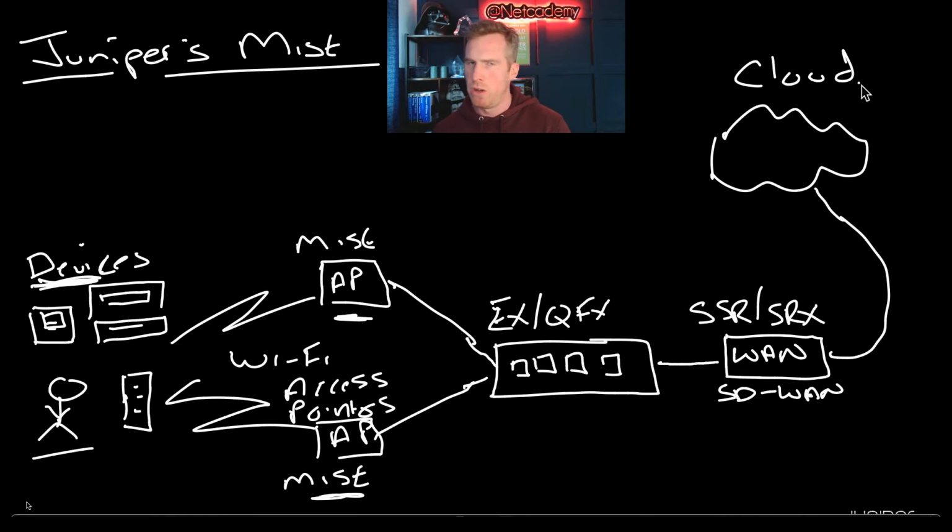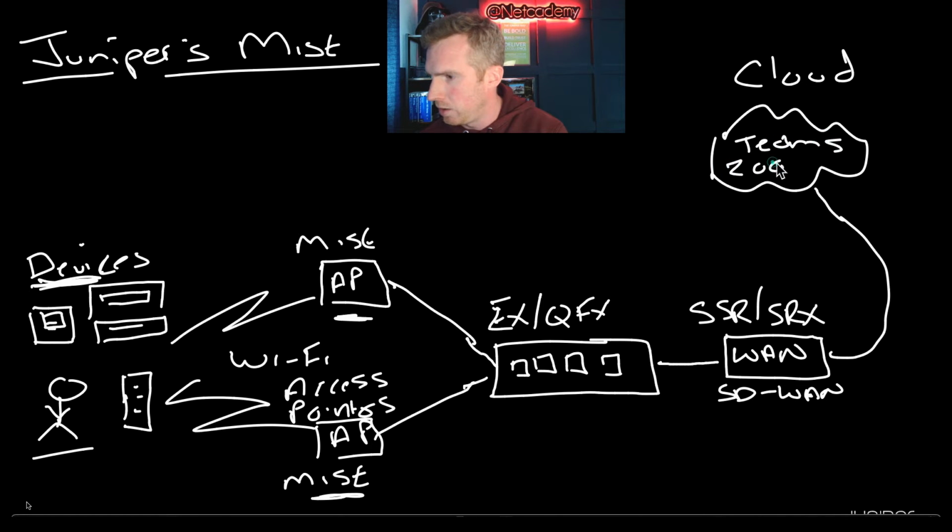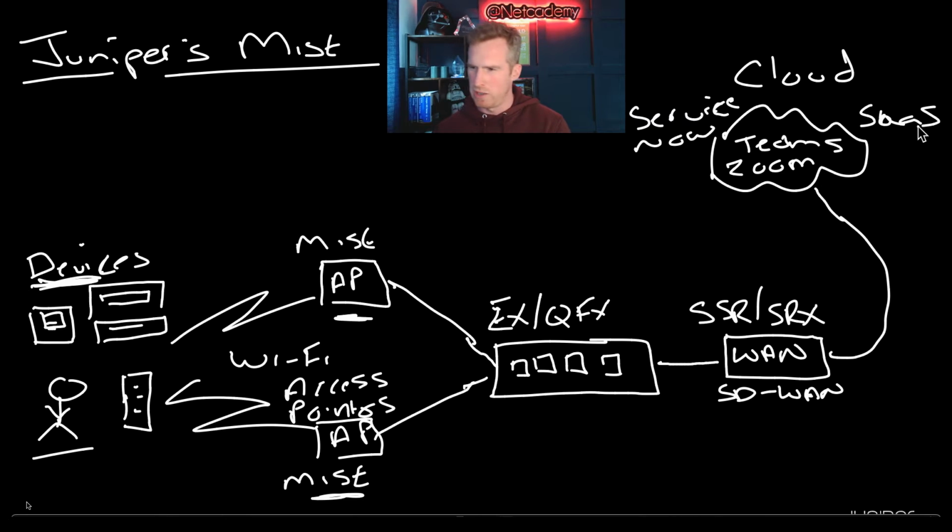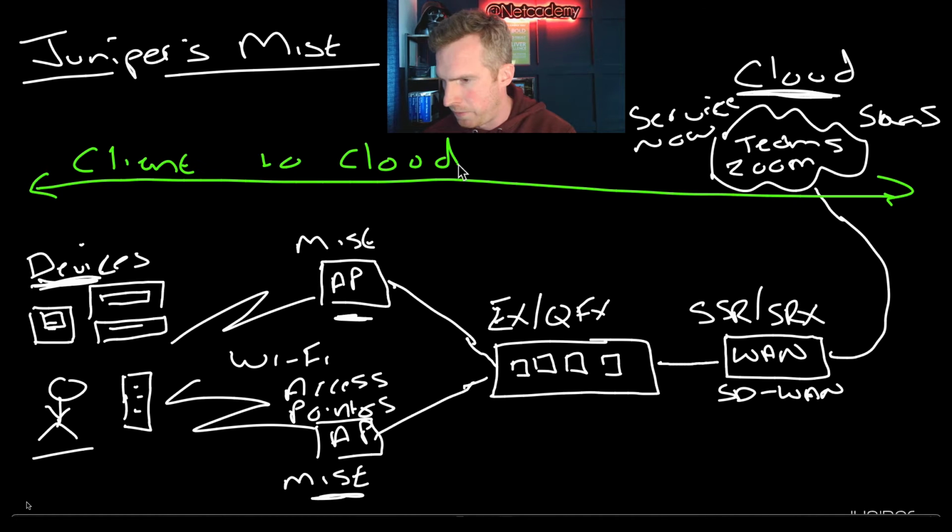So the cloud is where a lot of users are moving to for obvious reasons. So if you look at the cloud, users will be utilizing pretty much some kind of Microsoft Teams application, or maybe they're using Zoom, or maybe ServiceNow, or maybe another form of SaaS-based application, etc. There's lots of applications, you get the idea. There's all these applications that are hosted somewhere in the cloud itself. Now what Juniper's Mist AI solution is doing is it's offering client to cloud visibility.